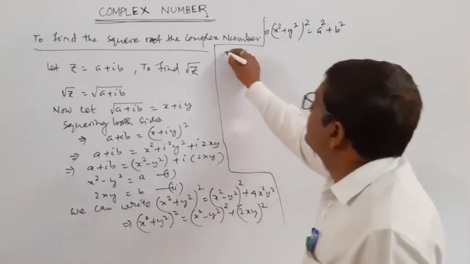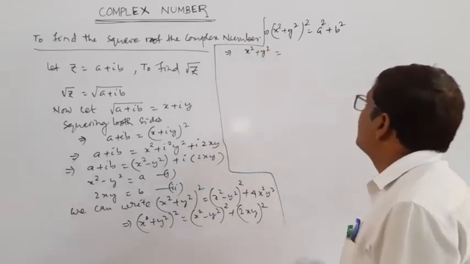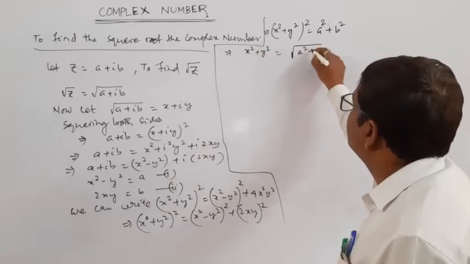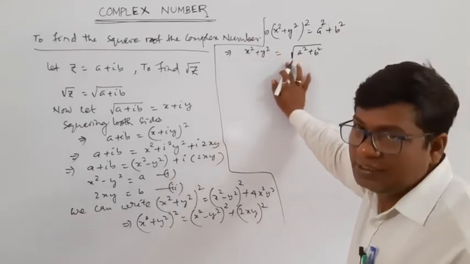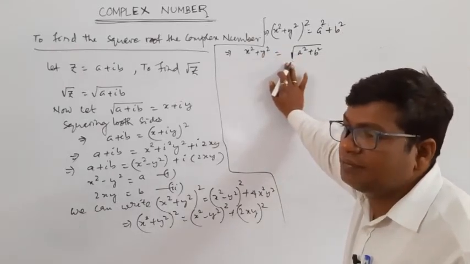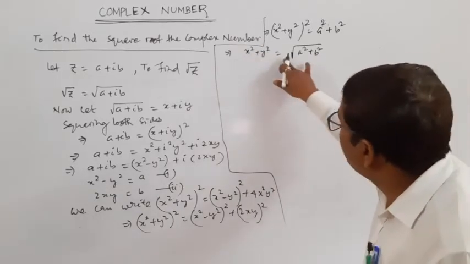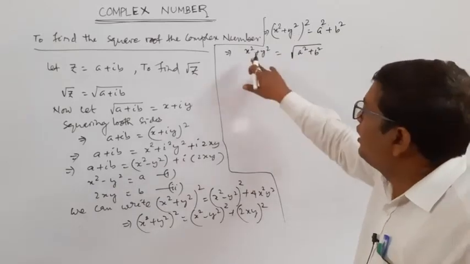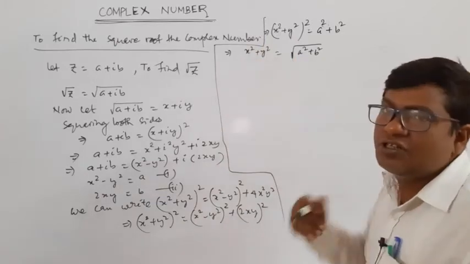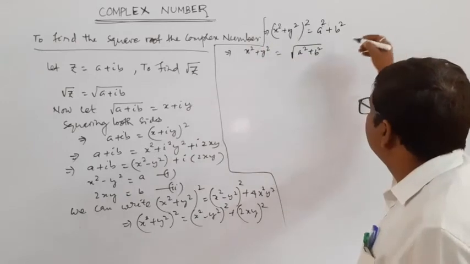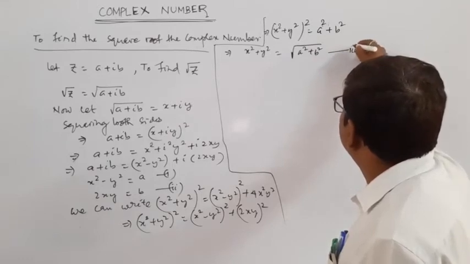So that implies x² + y² is equal to the square root of a² + b². Only the positive sign is taken here, because a² is positive, b² is positive, x² is positive, y² is positive. The minus sign cannot be taken here, because the sum of two squares cannot be negative. Got it? x² is positive, y² is positive, not negative. So the negative sign is not considered, only plus. This is equation number 3.